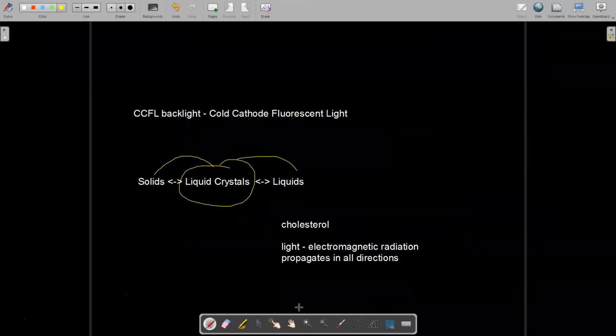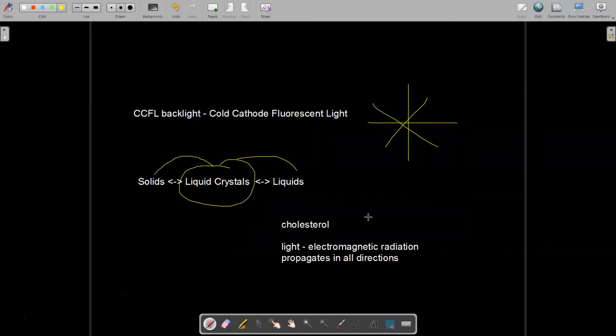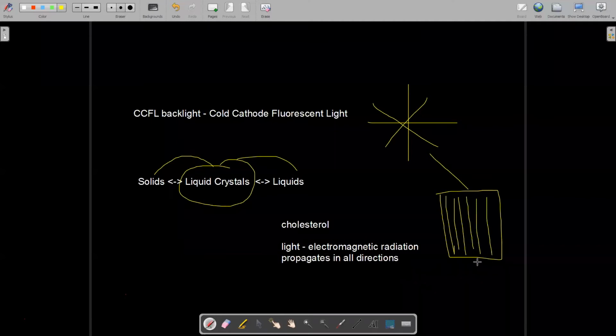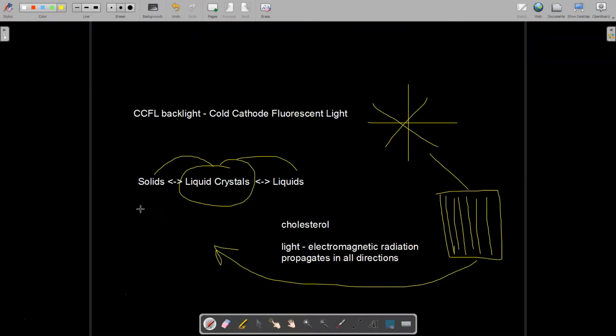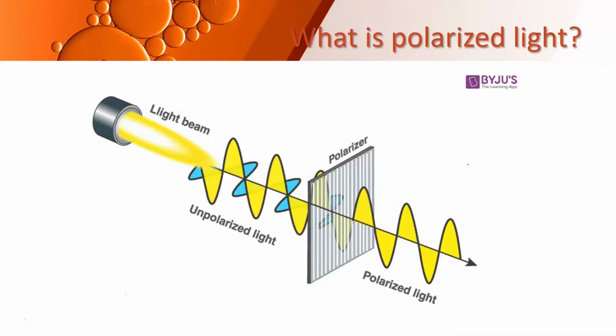Normally it should be something like this. It propagates in all directions. But if you make this light pass through a polarized plate, say a vertical polarization plate, what will happen? The polarization plate would block all the other beams of light, and it will only allow the vertical beams of light to pass through. Got it? Like you can see over here, it is only allowing the vertical beams of light to pass through.